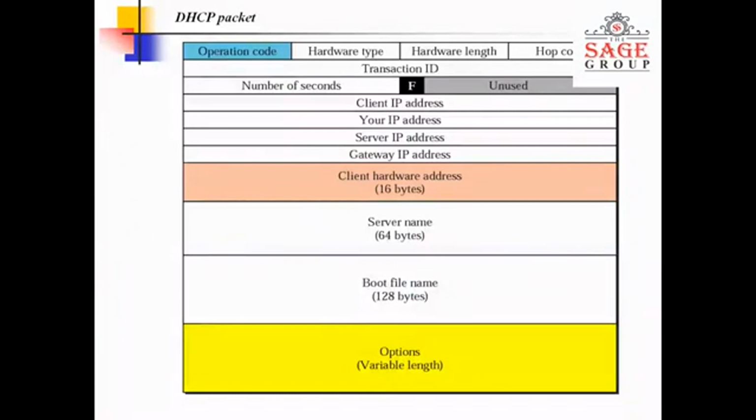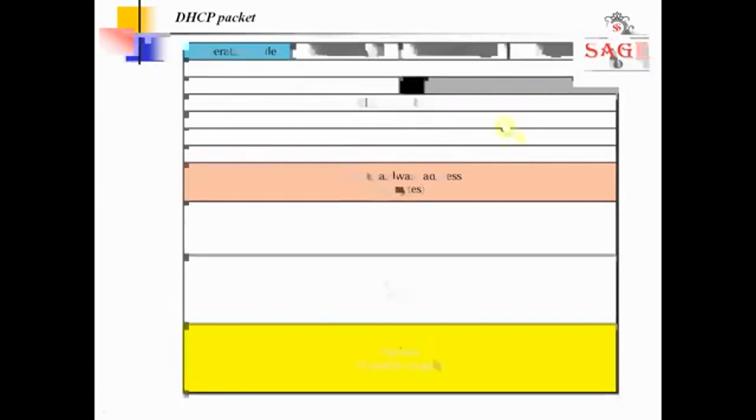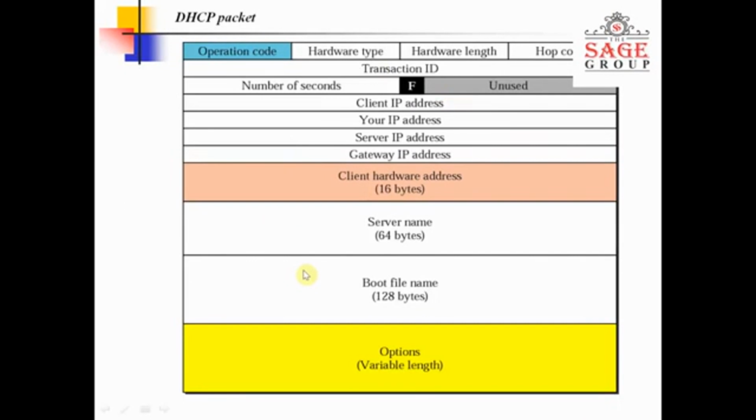This is the packet format for DHCP. Now see this. From this point to this, there are 32 bits. It is divided into 4 equal parts, that is 8, 8 to 16, 16 to 24, and 24 to 32. These are the packet format for DHCP. With the help of this, it provides IP and transfers the IP.